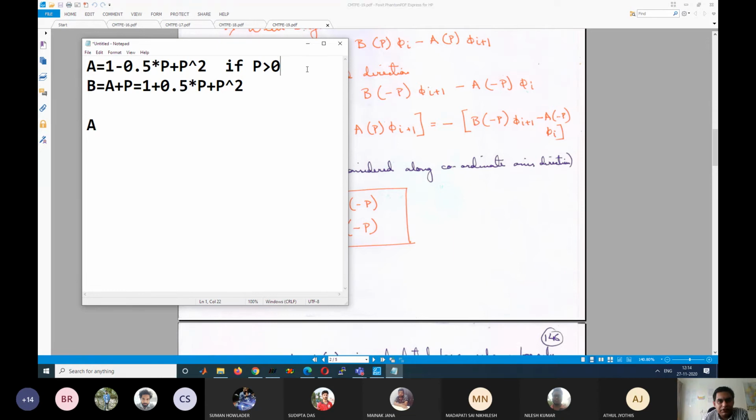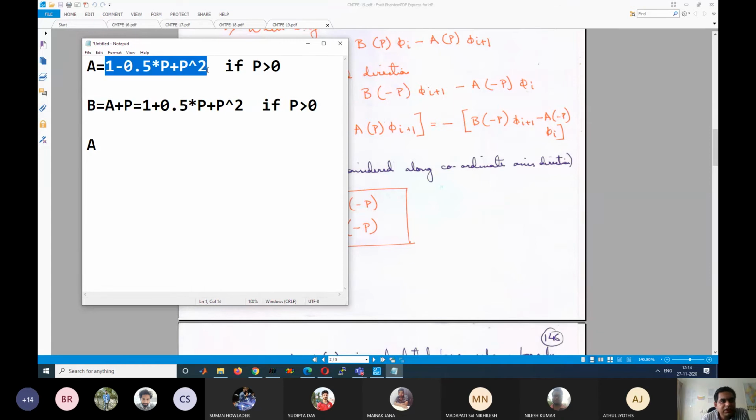So I only had the first equation for the scheme. From that, I have found that I know the value of B if P is greater than 0. Now, how will I find the expression of A for P less than 0? From the first expression we have to find it now.